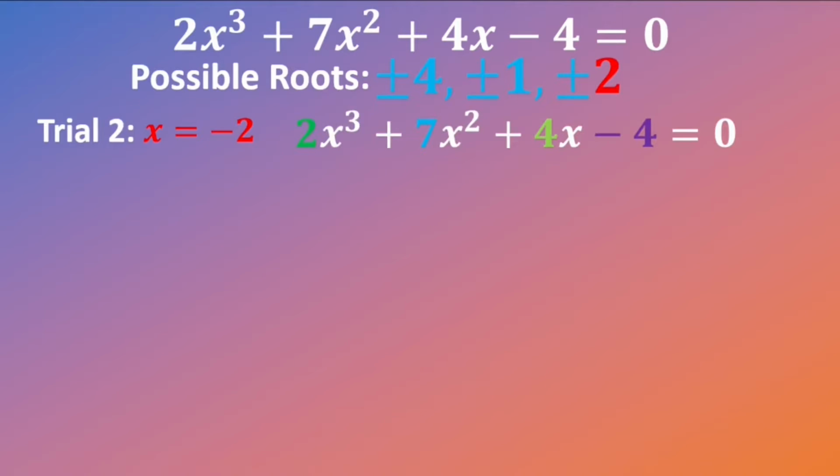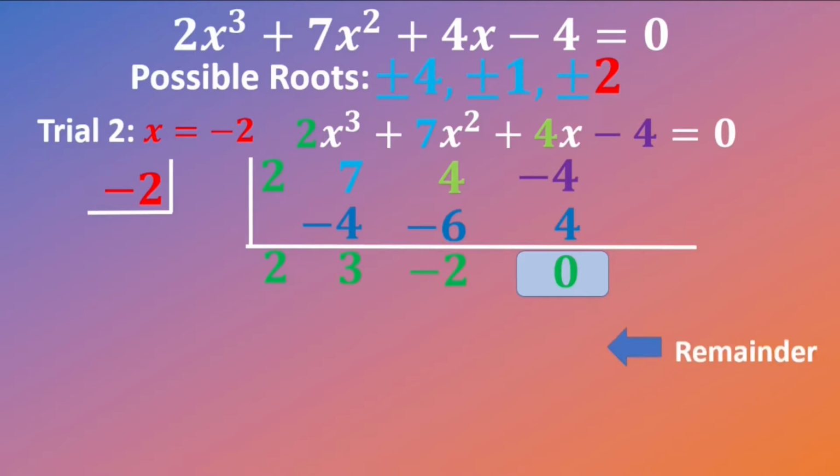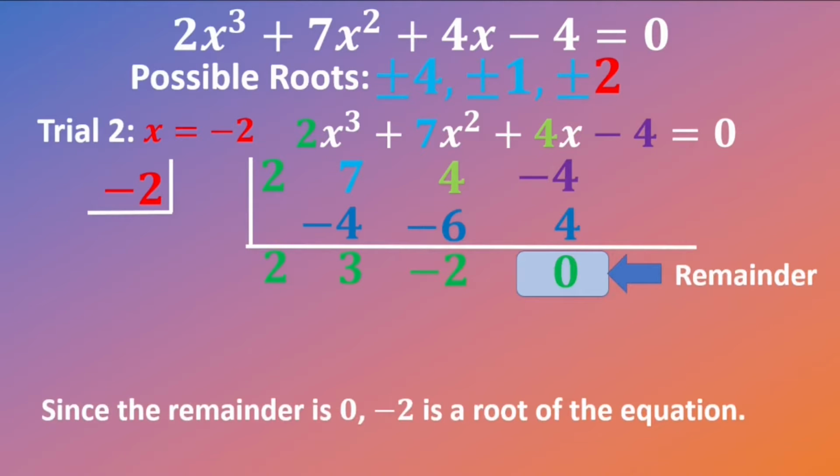So, using the same equation, if x is equal to -2, copy all the numerical coefficients of the given equation, which are 2, 7, 4, and -4, and then proceed with the process of synthetic division. Bring down 2. 2 times -2 is -4. 7 minus 4 is 3. 3 times -2 is -6. 4 minus 6 is -2. -2 times -2 is +4, and -4 plus 4 is equal to 0. Since the remainder is 0, therefore -2 is a root of the equation.